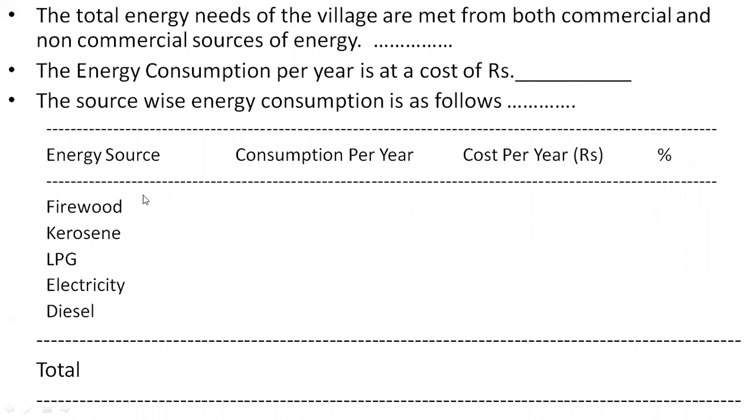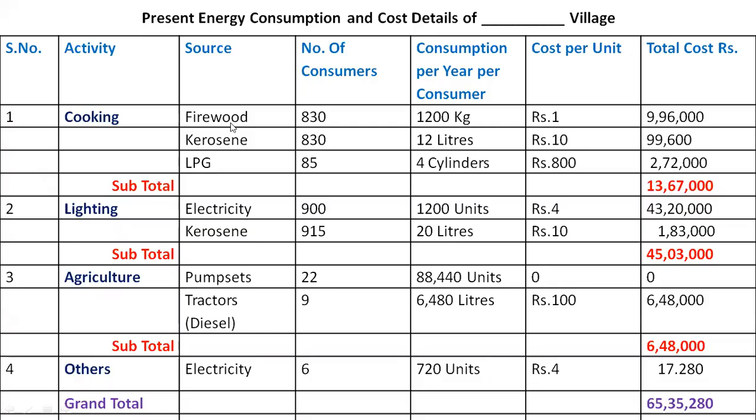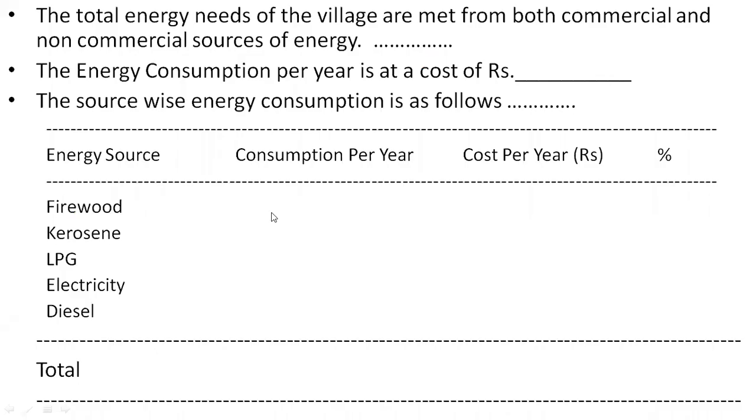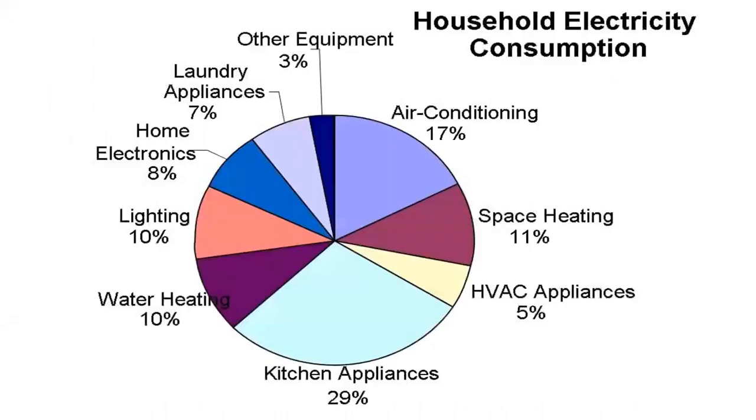The source-wise energy consumption, you can, based on this table, say for firewood is how much, kerosene is how much, LPG is how much, electricity is how much, pump set is how much. That's exactly what you can, diesel, how much you can. So you can mention consumption per year, cost per year, and what is the percentage of each of this. This is how you are analyzing the source-wise consumption of the village.